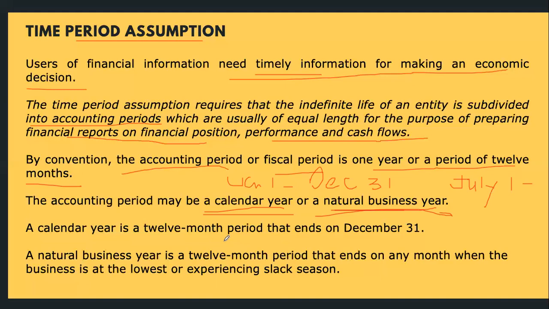So a calendar year is a 12-month period that ends on December 31, and natural business year is a 12-month period that ends on any month when the business is at the lowest or experiencing slack season. So again, kung may natural business year, depende na siya kung kanus-a ka nag-start, mao na yung tawag na fiscal year. So, kung kanus-a ka nag-start, July 1, end kag June 30. Basta 12 months siya. Okay.